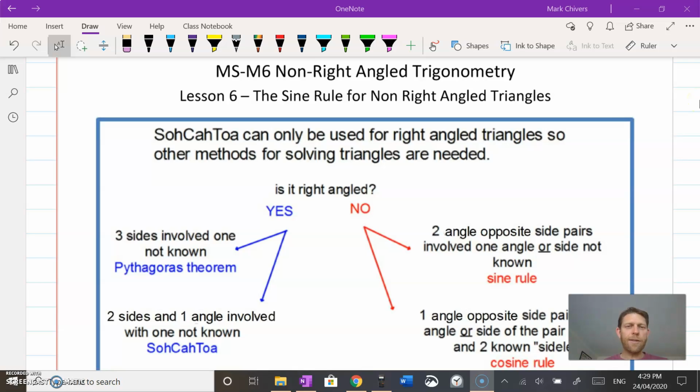Hey all you cool cats and kittens, today we're going to be learning about the sine rule, which is the first of the rules we're going to deal with for non-right angled triangles.